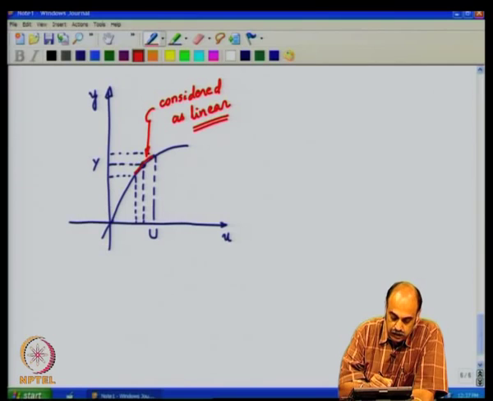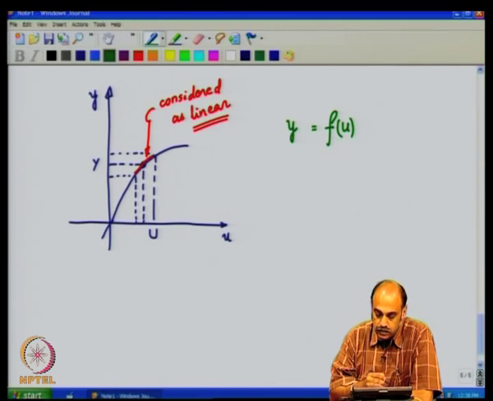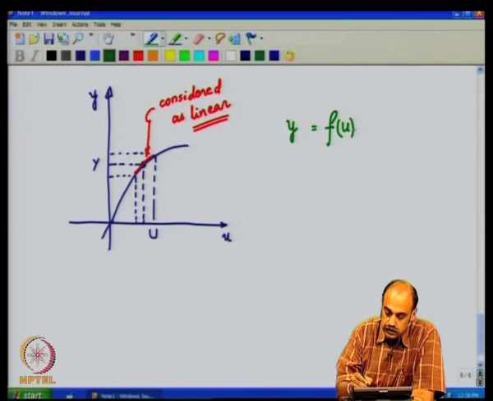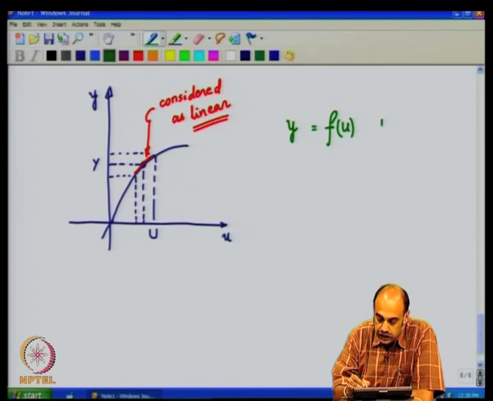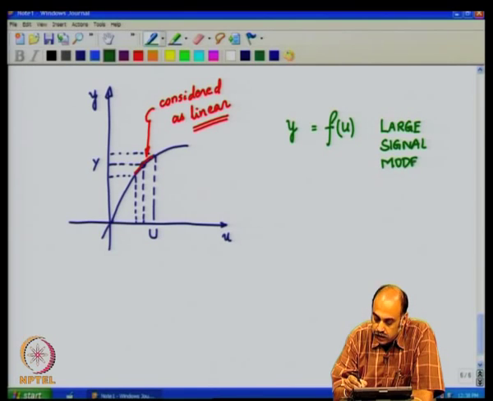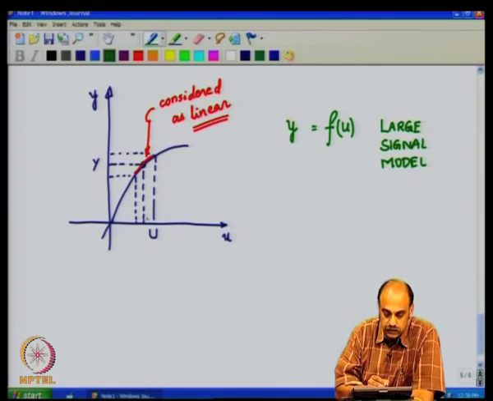Now, how do we go about saying that we have a linear model? If you look at the generic model, you say Y is a function of the input variable U. Now, this is the general model for the complete transfer curve, and therefore, we call it a large signal model, because this model, even though nonlinear, handles the complete transfer curve U versus Y of a particular system.